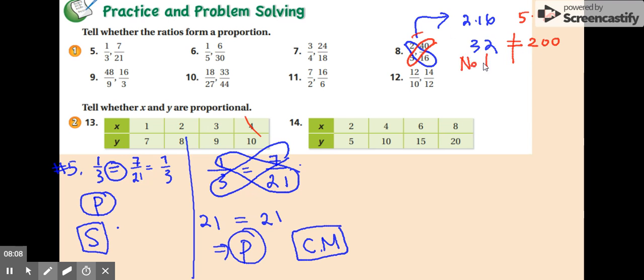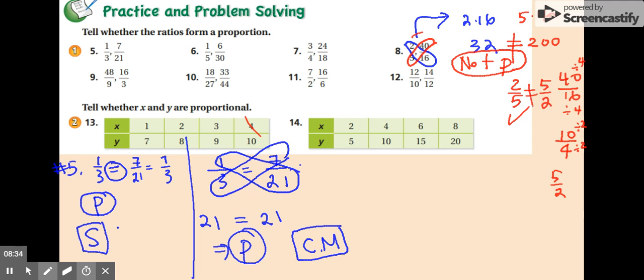So it's not proportional. If you don't trust Miss Hong, then you may just try to simplify it by yourself. This is already simplified. This one, divided by 4, divided by 4, is going to be 10 over 4. You can divide it by 2, divided by 2, 5 over 2. 2/5 and 5/2 are not equal. It's not proportional, right? So you may use either way, cross product or simplifying.